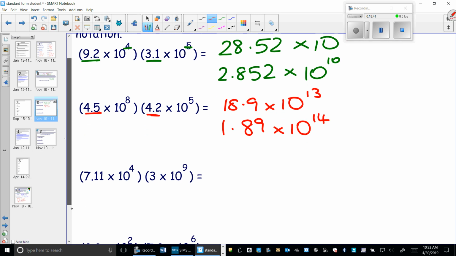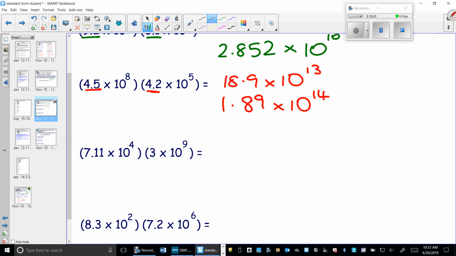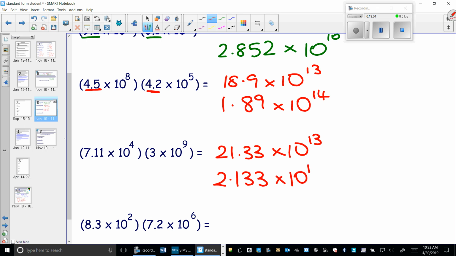Can we just give you the plain answer? No, I want to go through the workings. If you wrote just the plain answer, that's fine, but I want to go through the workings, okay? So 7.11 multiplied by 3 is 21.33, and then multiplied by 10, and we add up the powers. Lovely. And then we have to change this to 6.133 times 10 to the power 14.